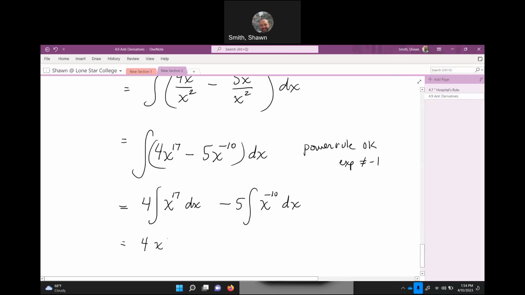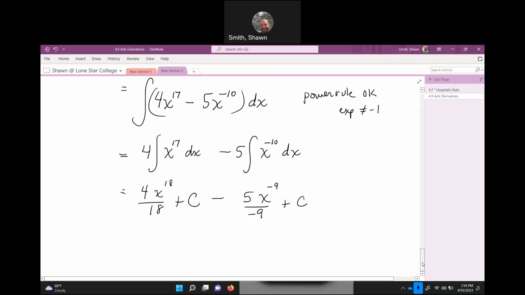This will be 4x to the 18th over 18 plus some constant c for the first integral, minus 5 times x to the negative 10 plus 1, negative 9, over negative 9 plus some c. A constant plus a constant is still a constant, so I don't have to put two c's. I can just say that's just some new c. All right, so we have a final answer. Reduce it to 2/9 x to the 18th. This is minus a negative, so that becomes plus 5/9 x to the negative 9, all plus some constant c.